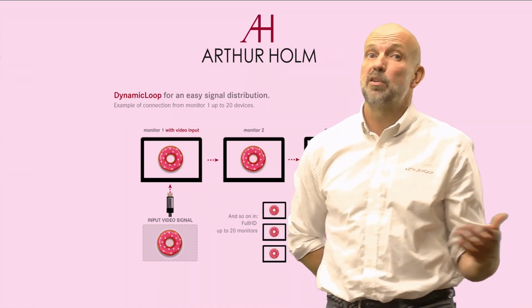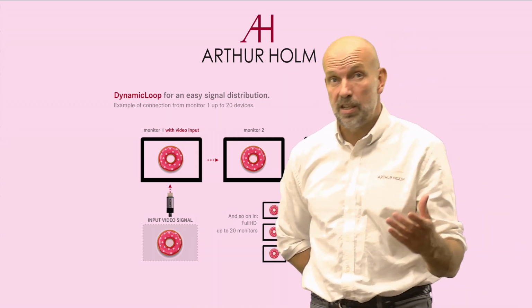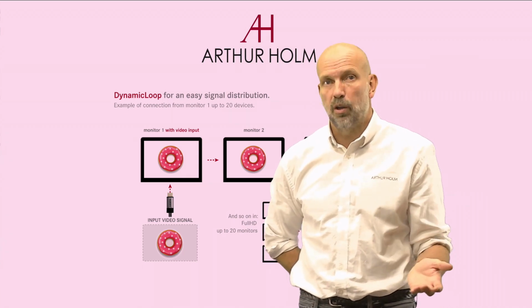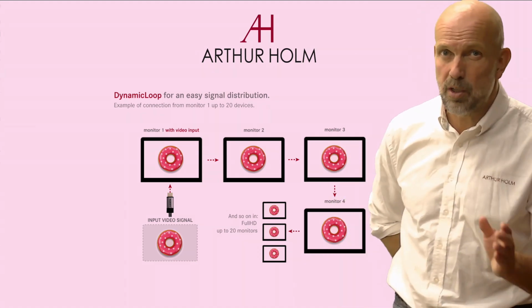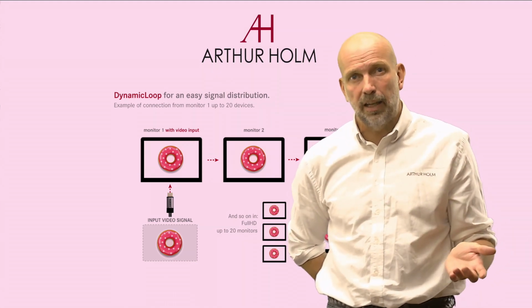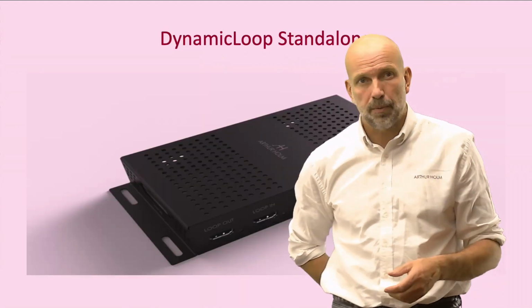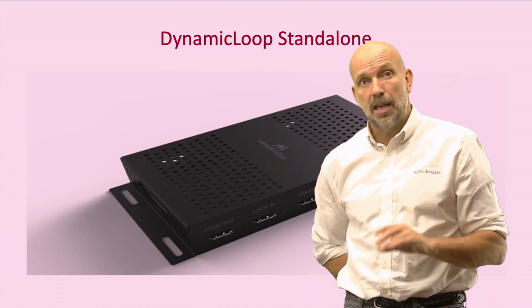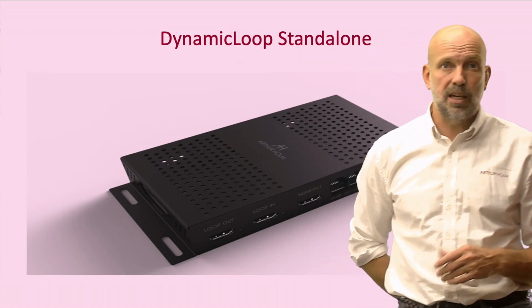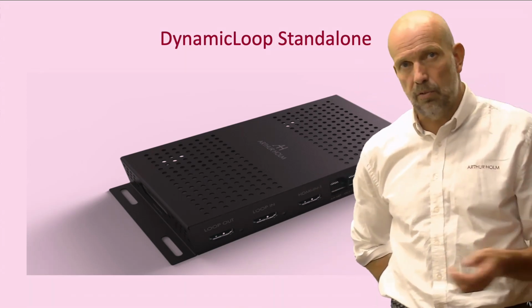And then of course, if you have a splitter that's a 15 out or 20 out, if it's 20 out, you can have the double. So it gives you quite a lot of advantages in video distribution, especially in large size installations and also in auditoriums, for example. The DynamicLoop also comes as a standalone box. It looks exactly the same with the same kind of connectivity, but with different features.